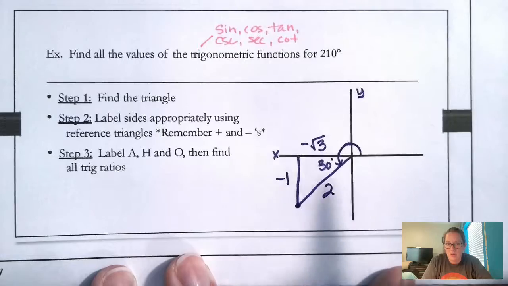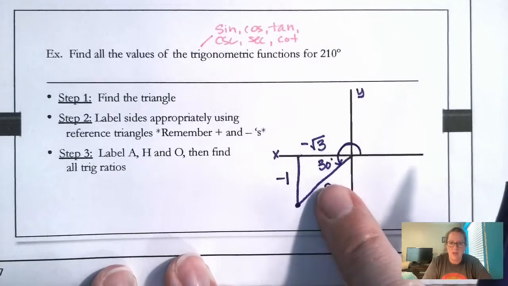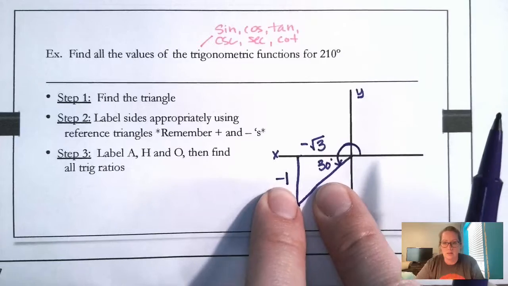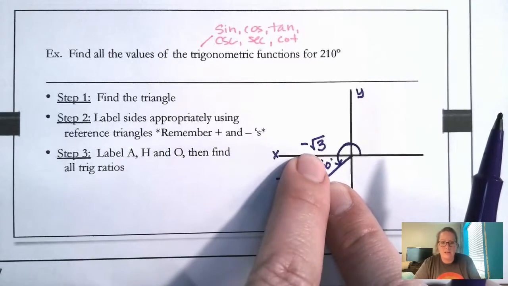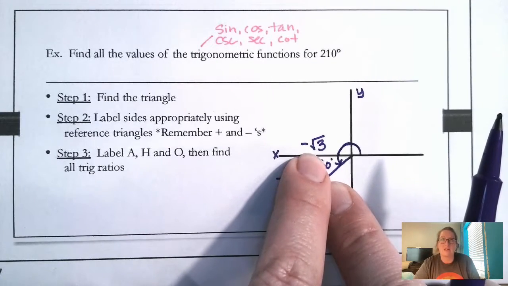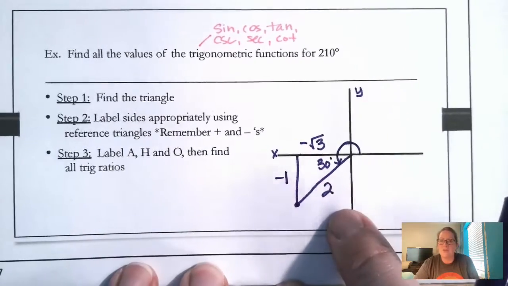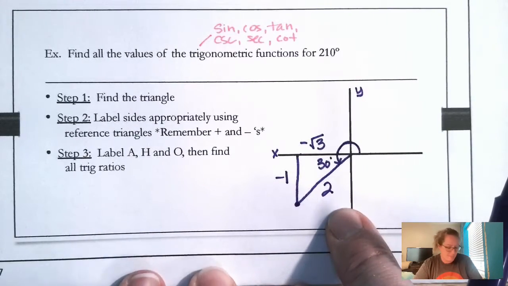Think about the Pythagorean theorem. If we didn't know what that hypotenuse was, what would we do? We would do negative 1 squared. Well, negative times a negative is a positive. And then negative root 3 squared, negative times negative is a positive. Positive plus positive is a positive. So we will never get a negative value for this guy.